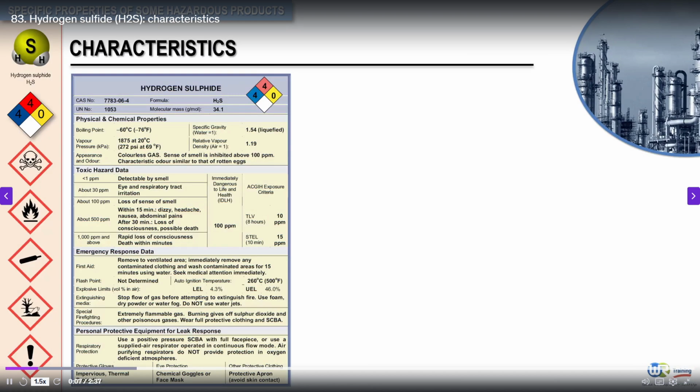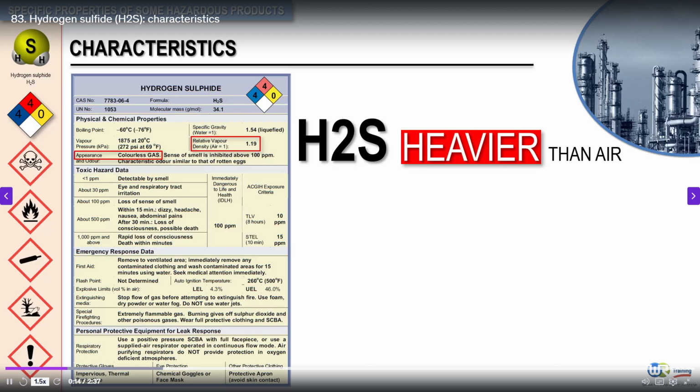Hydrogen sulfide is a highly toxic, colorless gas that is heavier than air. Because it is heavier than air, it will settle into low-lying areas, creating a hazard if left unprotected.